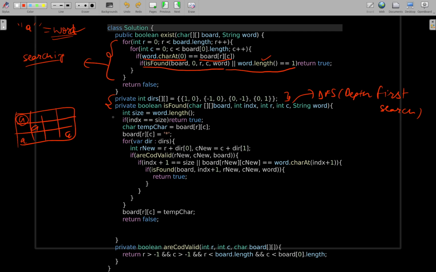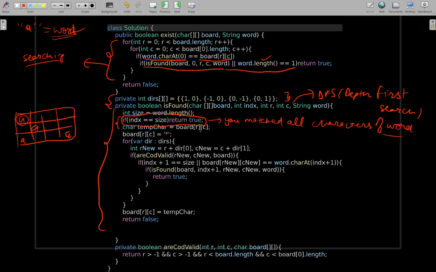So then coming to this particular DFS function, it involves backtracking also. This is the base case: if you have matched all the characters of the string, then your index must be equal to the size of the string. In this case you have matched all characters of the word, then you will be returning true.